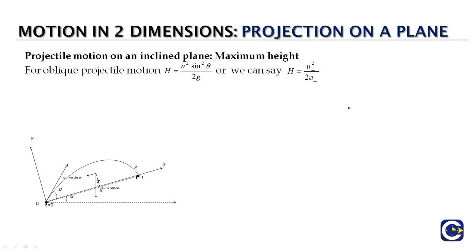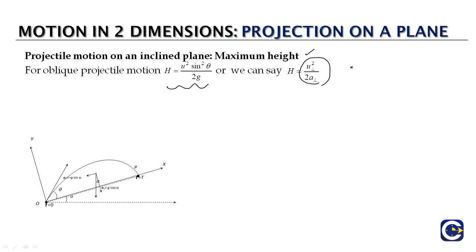Now we'll go to the other result, which is about the maximum height. So in case of the oblique projectile, the maximum height formula will be u square sin square theta by 2g. If you look at this, this is nothing but the initial velocity of the projectile in the perpendicular direction square divided by 2 times the perpendicular acceleration.